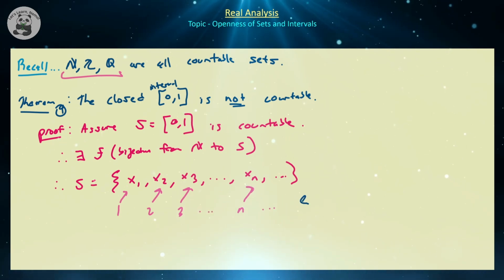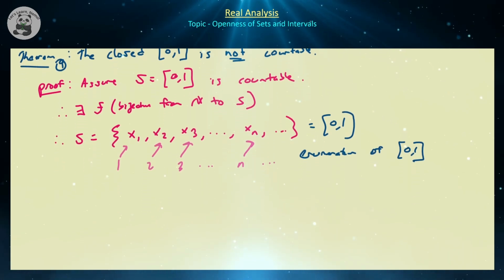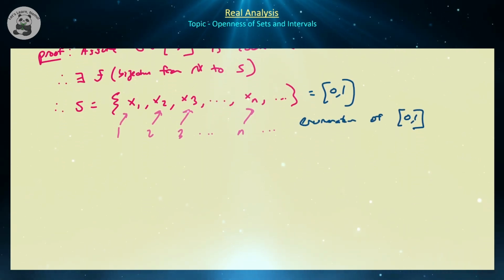Right? So this is the enumeration of [0, 1]. So this set here, these are all of the real numbers from 0 to 1 listed here in some particular order, enumerated from 1 to n and so on. Okay, and you might think, well, is that really possible? Technically no, because we're trying to prove by contradiction, right? All right, but let's see if we can get our contradiction.